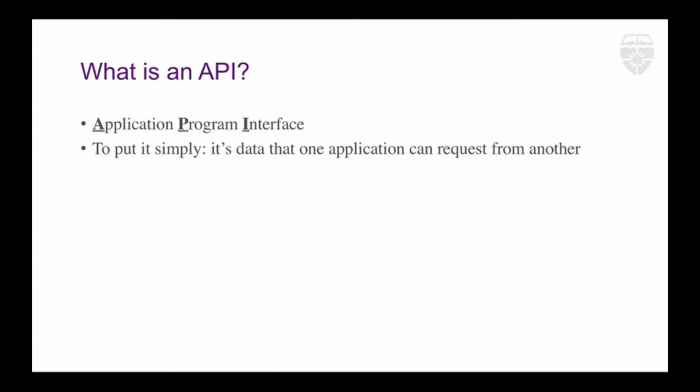So an API is Application Program Interface. That's what API stands for. To put it simply, it's data that one application can request from another. So one server, one application can request data from another. In the past, that was database. You had to write SQL and all that sort of stuff.